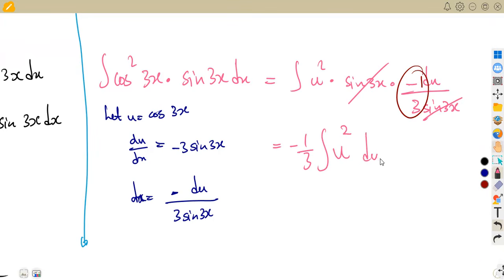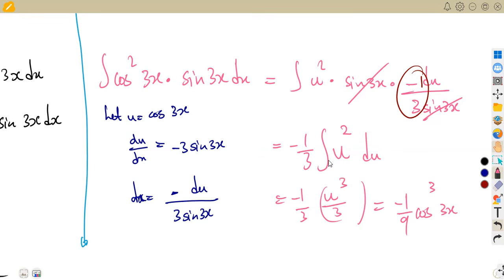All right. So that will be minus a third, integrate u squared. That's a normal algebraic integral: we add 1 to the exponent. So that will be u to the exponent of 3 over 3, which, if you multiply, is minus 1 over 3 times 1 over 3, which is minus 1 over 9. So that's minus 1 over 9 u to the exponent of 3. But we know this u. U is what? U is cos 3x. So it's going to be cos to the exponent of 3, of 3x.